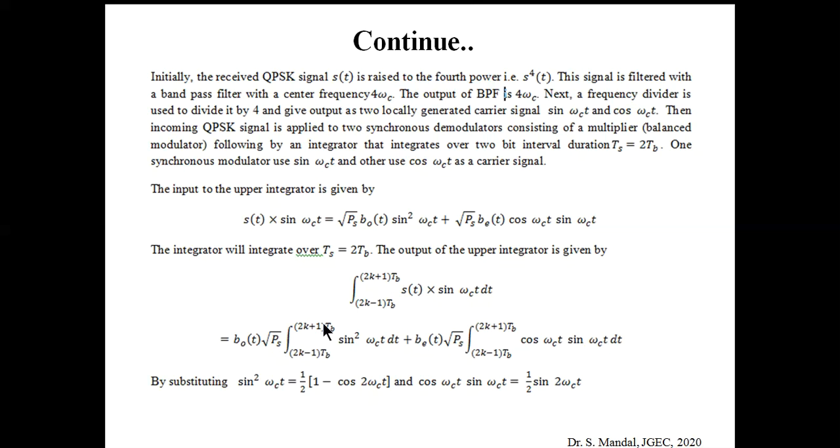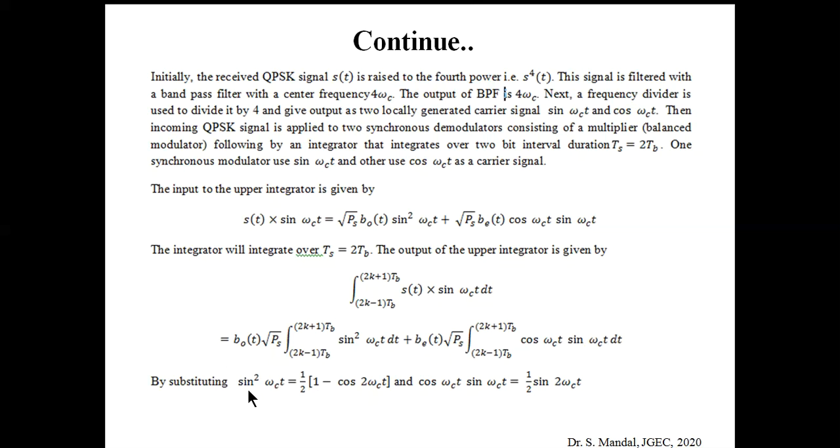So obviously it will be expanded like this: root Ps integration from (2k minus 1)Tb to (2k plus 1)Tb of sin squared omega ct dt, plus root Ps integration from (2k minus 1)Tb to (2k plus 1)Tb of cos omega ct sin omega ct dt. Now we need to substitute this.